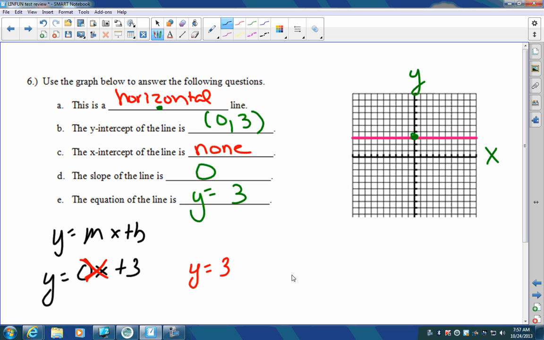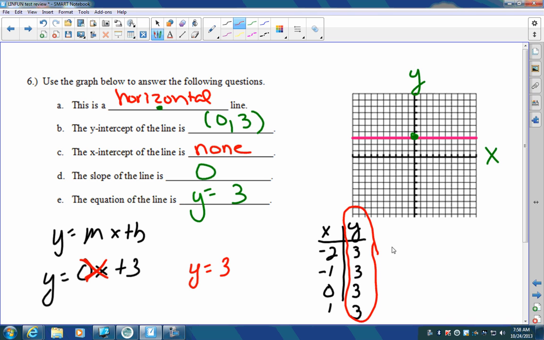If I went to make a table of all my points, my y numbers would all be 3. So if I saw a table that said something like this and they asked me what was the equation, I should see that all my y numbers are 3, so my equation would be y equals 3. That's how you can tell from a table.